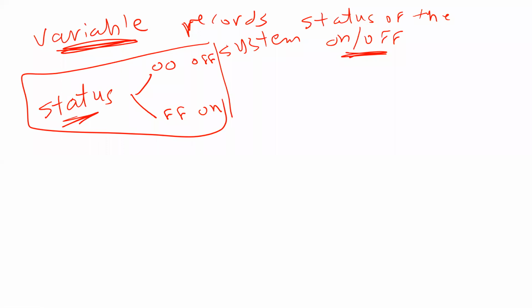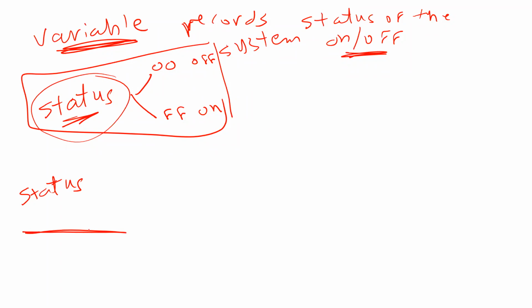So if I want to know if the system is on or off, I have to go and ask this variable. Okay, I'm going to call it status. It can be any name. So what's going to happen is the following, guys. Look how it works. This is status, which is a variable.